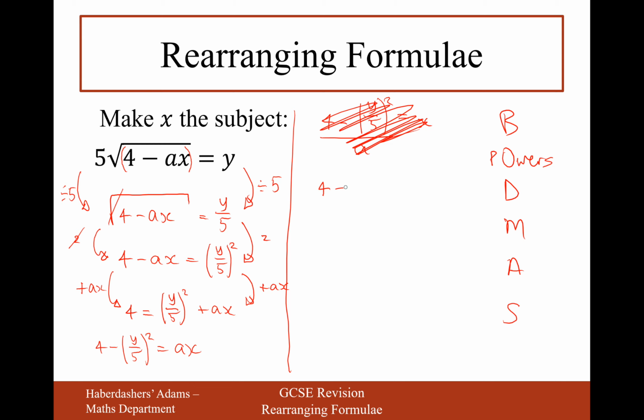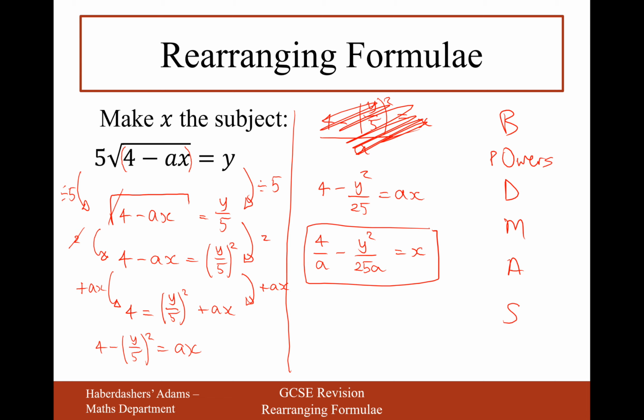I'm going to write it as 4 minus y squared over 25 equals ax. Because when you've got a simple fraction like this, you can actually just square the top and square the bottom, and the two things are equivalent. Now when I divide by a, it's going to be 4 divided by a, and the a is also going to appear on the bottom of this fraction here, y squared over 25a, equals x. And there we are, that's the answer to this question.